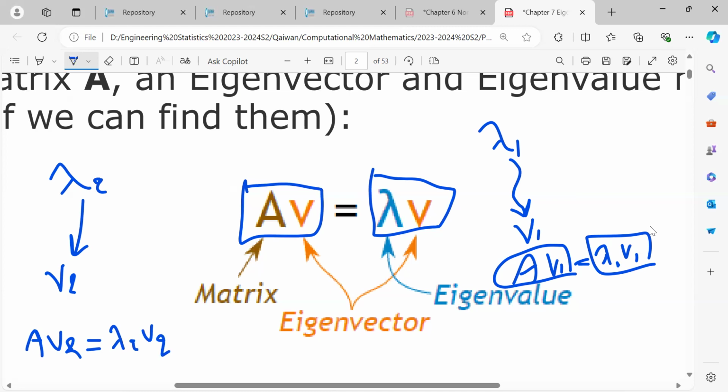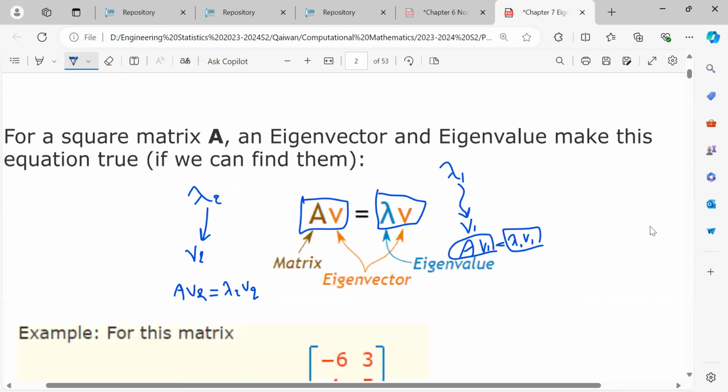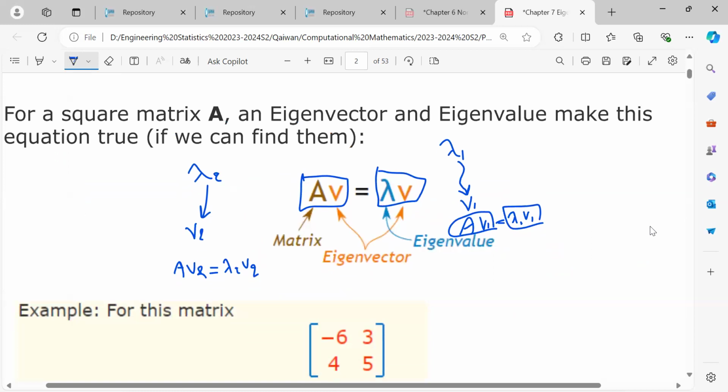The number of eigenvalues and eigenvectors depends on the size of the matrix. For a 2 by 2 matrix, we have 2 eigenvalues, and as we said, for each eigenvalue we get an eigenvector, so we must have 2 eigenvectors also. For a 3 by 3 matrix, we must have 3 eigenvalues and 3 eigenvectors. We'll talk about how to find eigenvalues and eigenvectors later on.